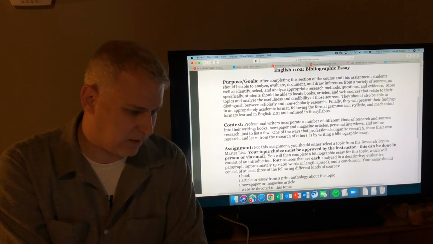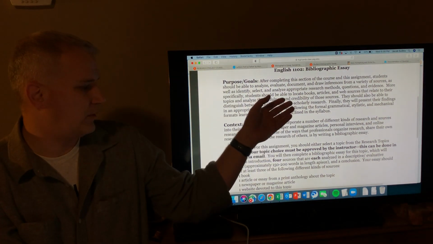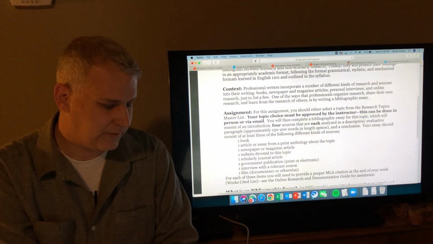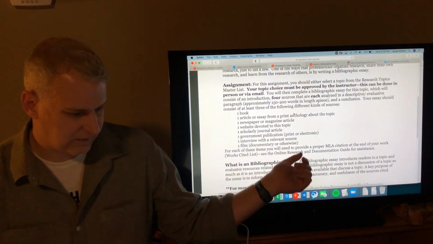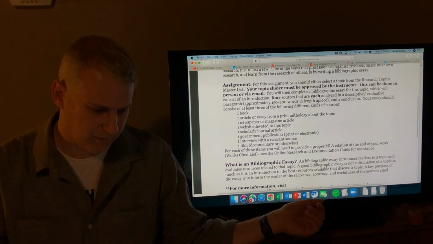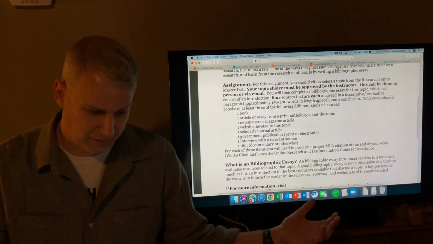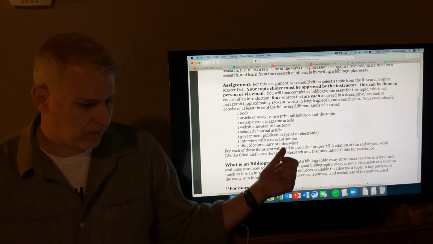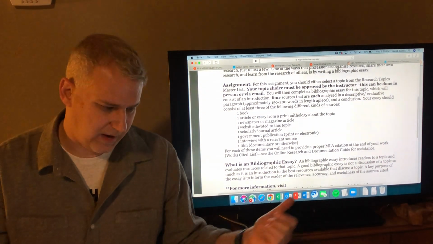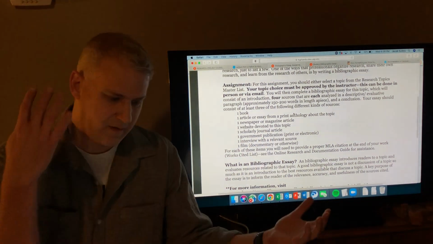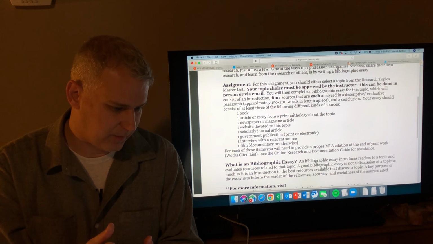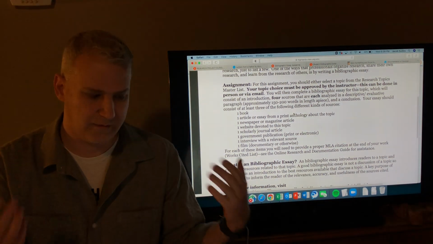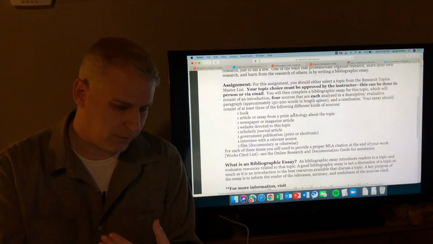And very particularly, there's some information about why we're doing this assignment, but what you really need is the assignment information. For this assignment, you should select a topic from the Research Topics Master List. We already talked about that. You will then complete a bibliographic essay for this topic, which will consist of an introduction, 4 sources that are each analyzed in a paragraph that's 150 to 250 words apiece, and then a conclusion.